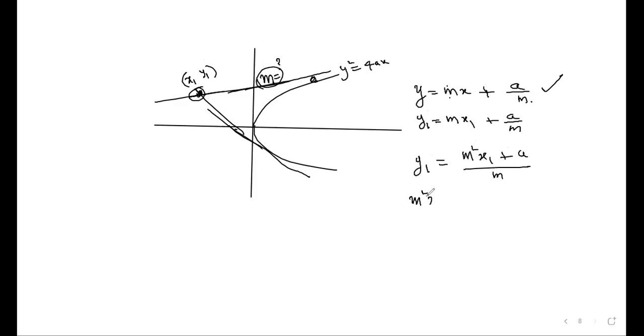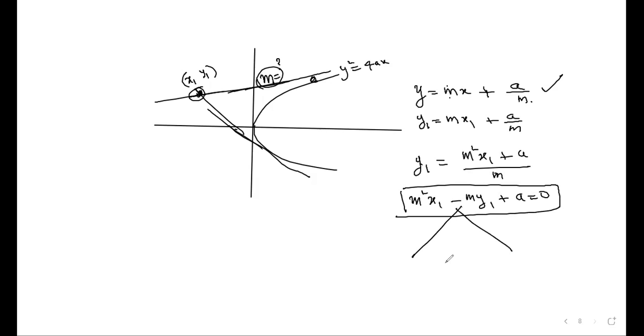So m square x1 minus my1 plus a equal to 0. This is a quadratic equation. There are two roots for this m, because it is quadratic in m, no? m1 and m2. So they will be the slopes of these two tangents. Hence, two tangents can be drawn from a point to a parabola because there are two values for m.